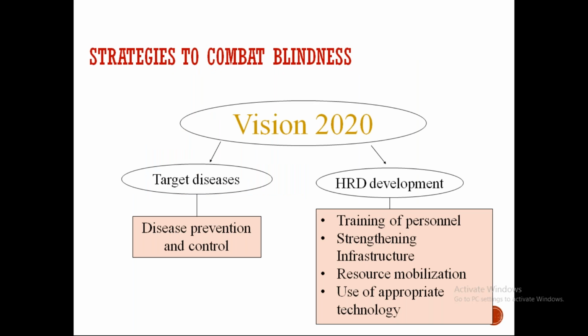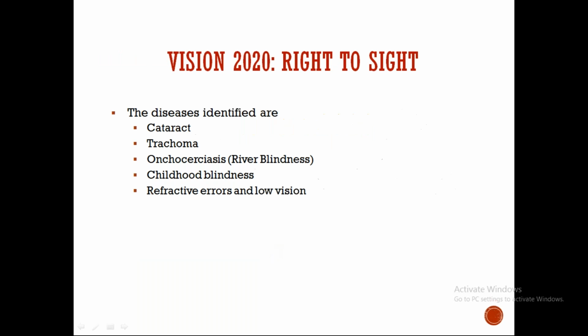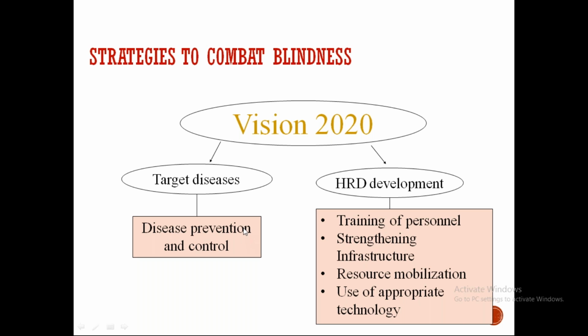So, what are the strategies under Vision 2020 which have been planned to be implemented? First, target diseases have been identified which can be prevented and controlled. These are the 5 target diseases. So disease prevention and control. For that, you require adequate human resource development. Human resource development includes mainly training of personnel, like people who are trained in ophthalmology or ophthalmology related conditions, such as ophthalmic assistants, ophthalmic surgeons, nurses, etc. Strengthening of infrastructure mainly includes strengthening at primary level, that is PHC, at secondary level, community health centers, and at tertiary level, medical colleges and apex institutes. Then resource mobilization, and use of appropriate technology, for example teleophthalmology.